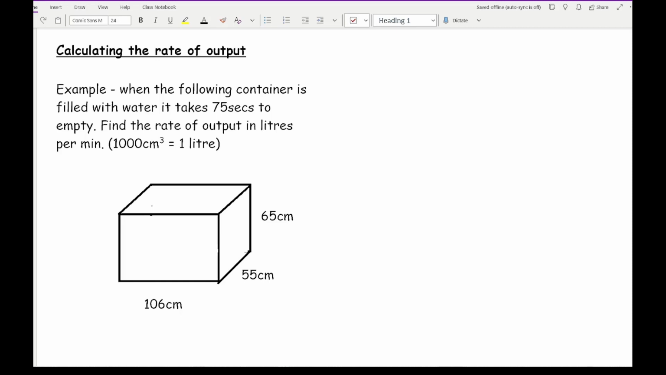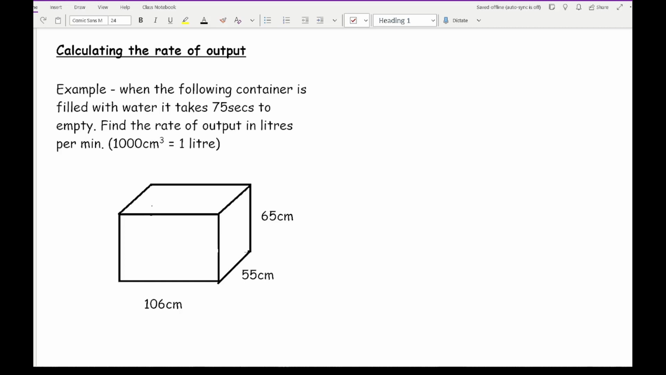So in this question it says, when the following container is filled with water, it takes 75 seconds to empty. Find the rate of output in litres per minute, and we've been told that 1000 centimetre cubed equals 1 litre. Now there's a lot of conversions based on this question, and if you were given this question in the exam, I would say it'd be worth probably at least 4 to 5 marks, because there is a fair bit of work that you need to do regarding units. So let's have a look at this.